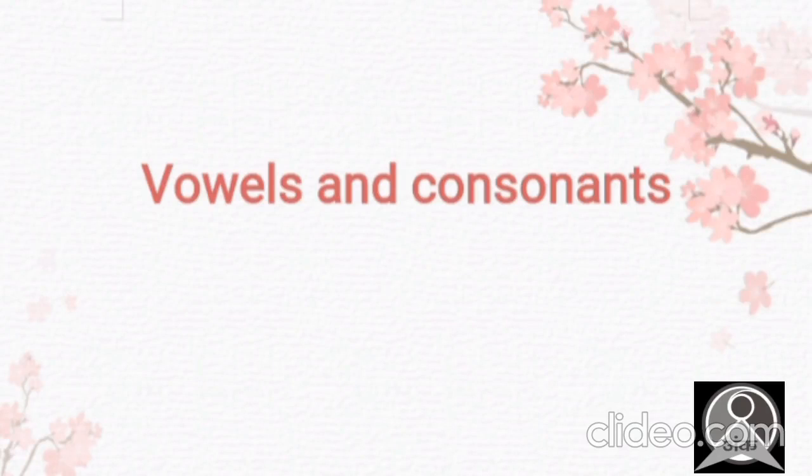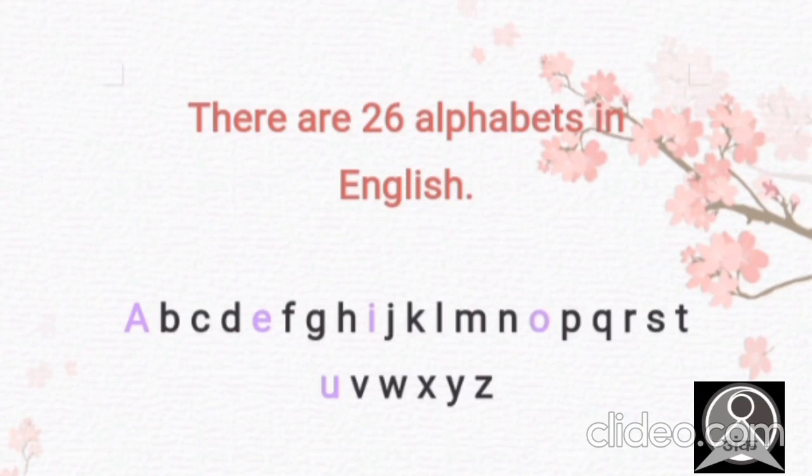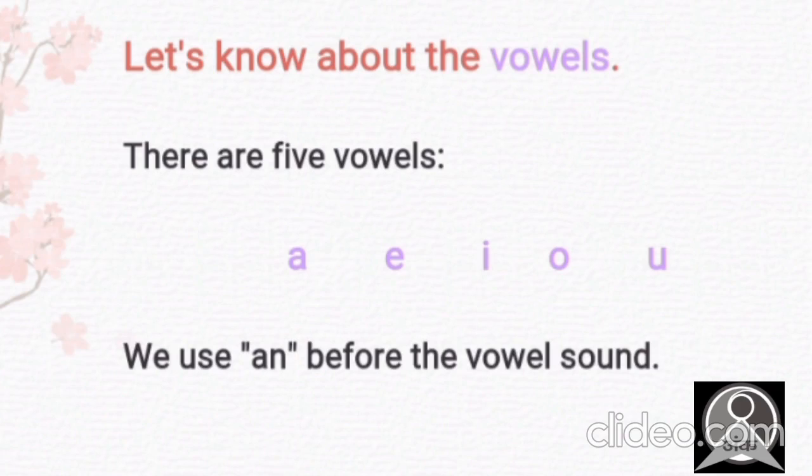So today our topic is vowels and consonants. So let's get started now, okay? We all know that there are 26 alphabets in English. These are A, B, C, D, E, F, G, H, I, J, K, L, M, N, O, P, Q, R, S, T, U, V, W, X, Y, Z. Here, as you can see, some of the alphabets are colored, right? So let's know about them.